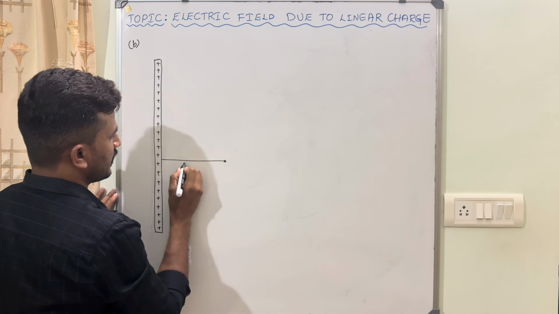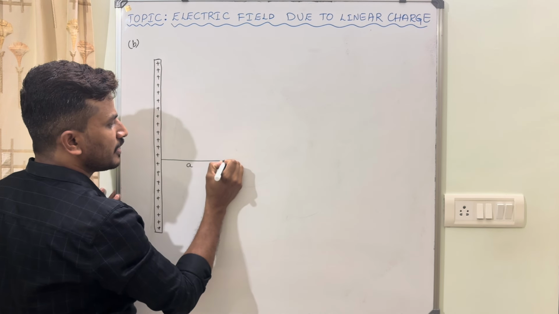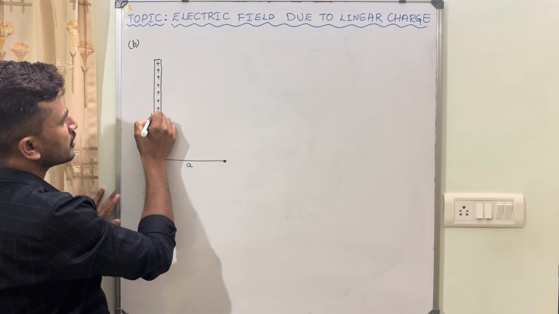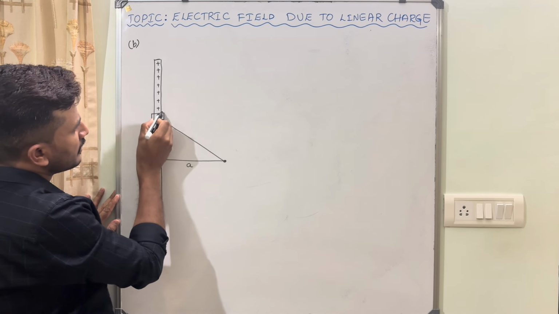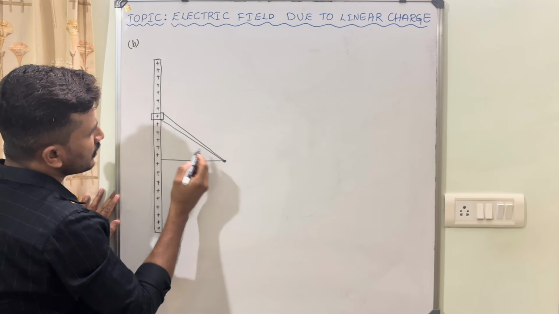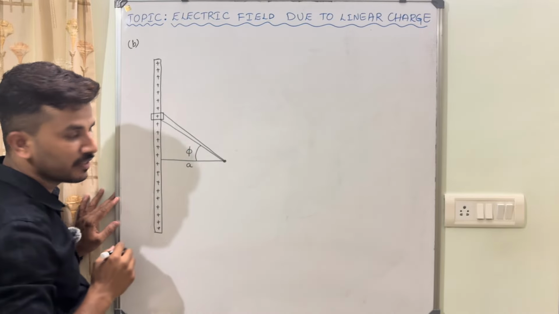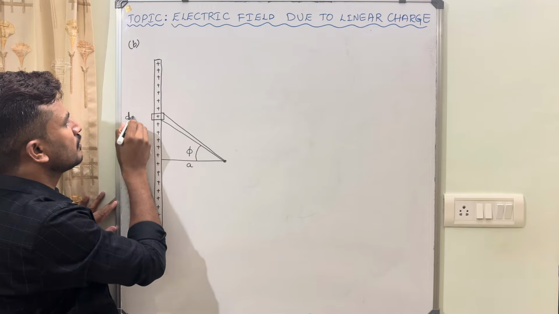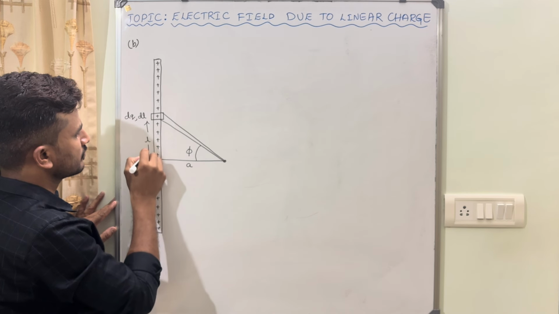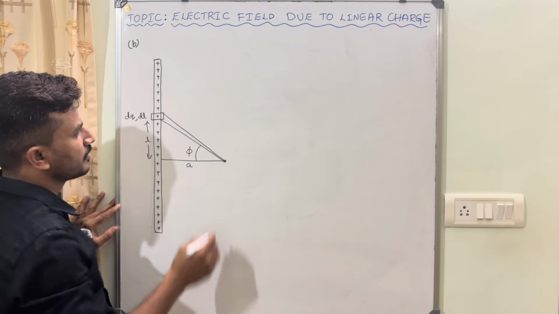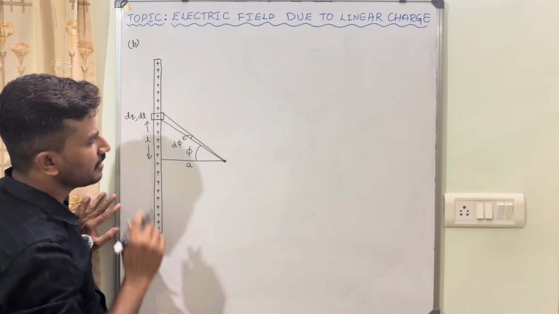So here what I will do, consider a line whose length is A. I need to find out the electric field here. First I will consider a small charge element. From here to here and here to here I will draw some lines. So it is taken at an angle phi. At angle phi I have considered a small charge element on which the charge is dq and the length is dl. L is the length from here to here. This angle will be small angle d phi.